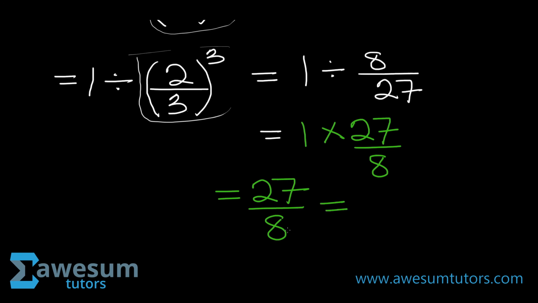Since this is an improper fraction, you can change it to a mixed fraction. How many times will 8 go into 27? That is going to be 3 times, because 8 times 3 is 24, and it's going to have a remainder of 3. So my final answer is going to be 3 whole number 3 over 8. If you also need a review of how to convert an improper fraction to a mixed fraction, also check one of our videos where we treated that.